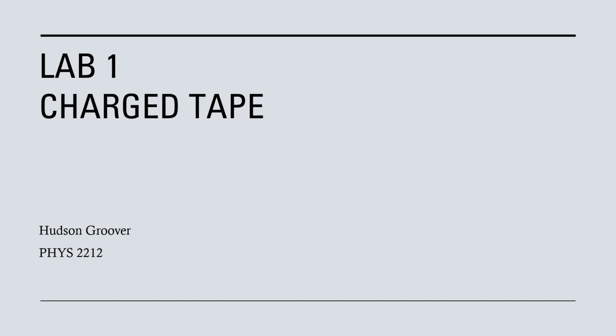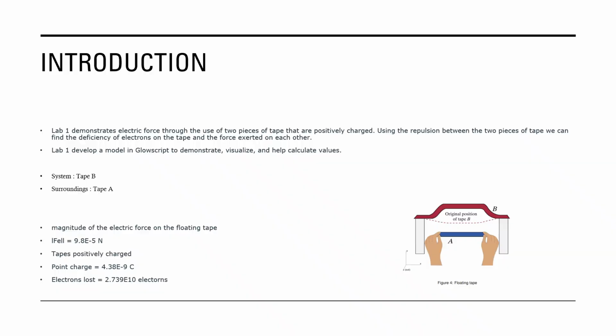Charge tape for Physics 2212. I'm Hudson Groover. In Lab 1, we demonstrated electric force through the use of two pieces of tape that we found to be positively charged. Using the repulsion between the two pieces of tape, we were able to find the force exerted on each other, which we were then able to use to find the deficiency of electrons on the tape. In Lab 1, we also developed a model in GlowScript to demonstrate, visualize, and help calculate the values.